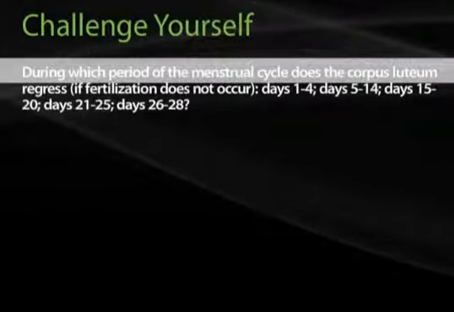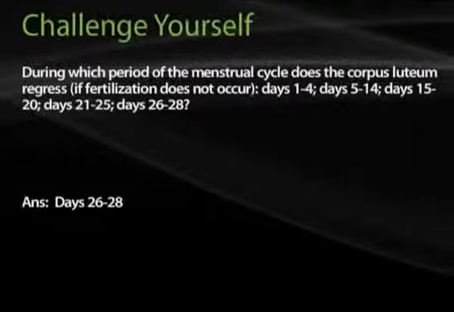Question 7. During which period of the menstrual cycle does the corpus luteum regress if fertilization does not occur? Days 1 through 4, 5 through 14, 15 through 20, 21 through 25, 26 through 28. The answer is again 26 through 28.